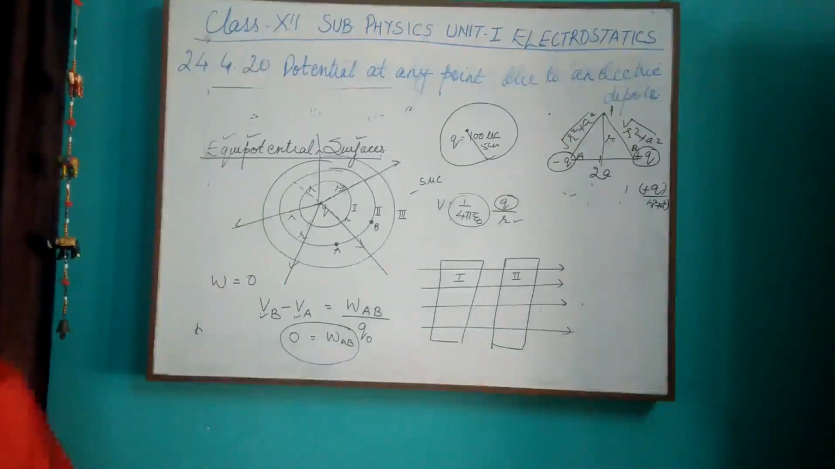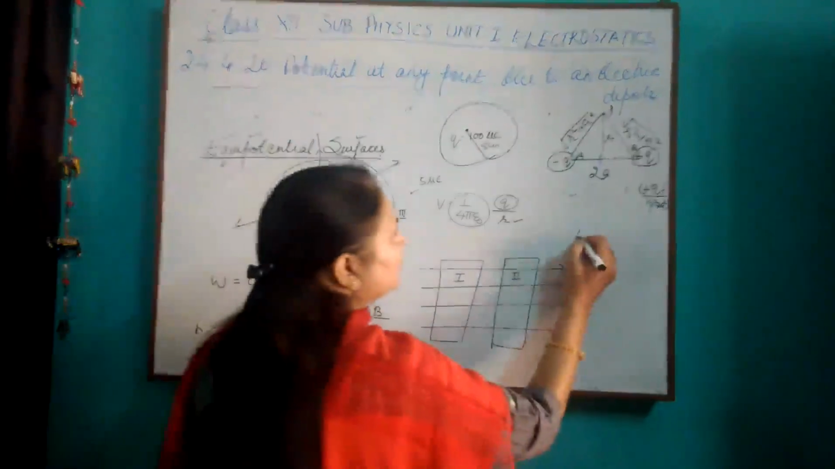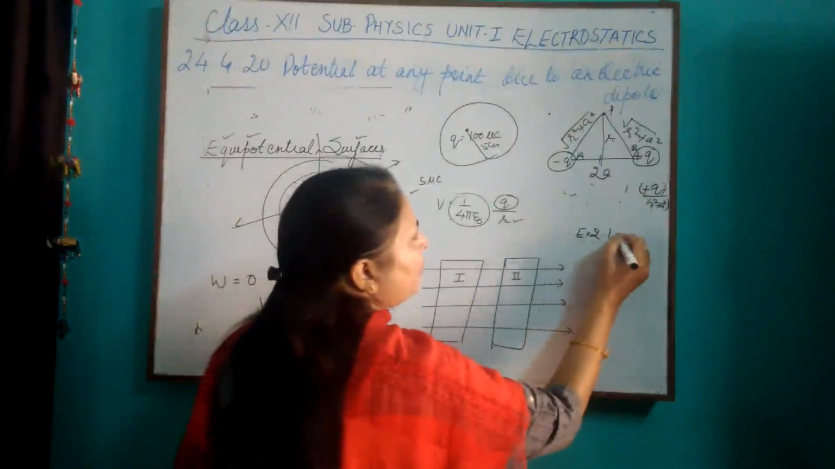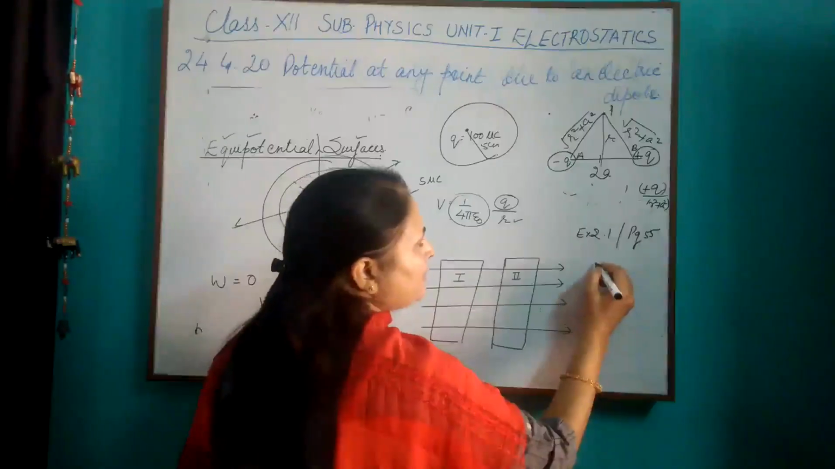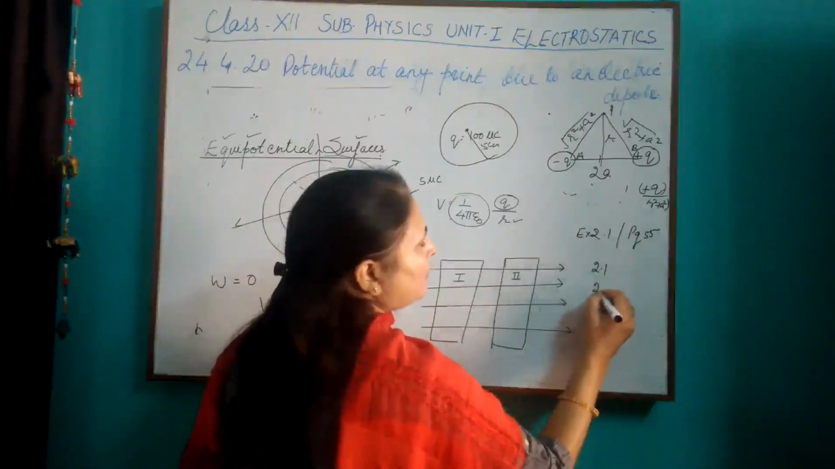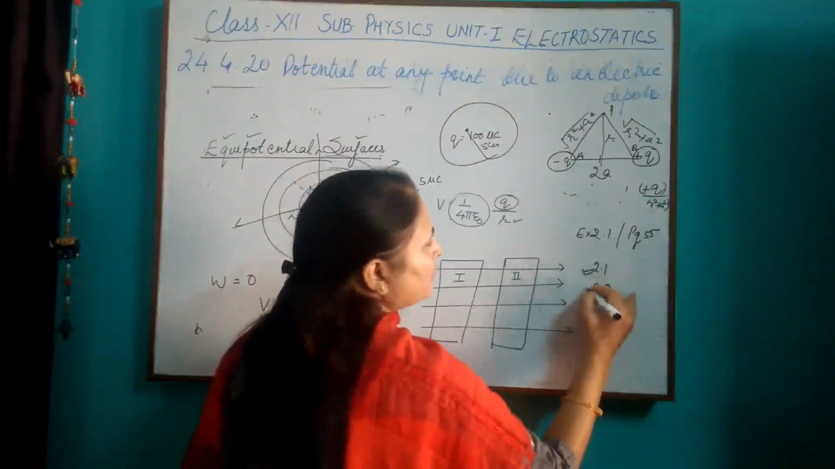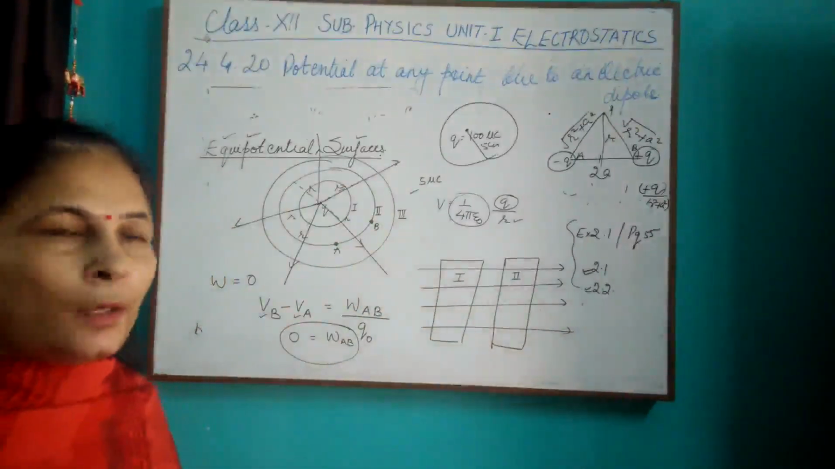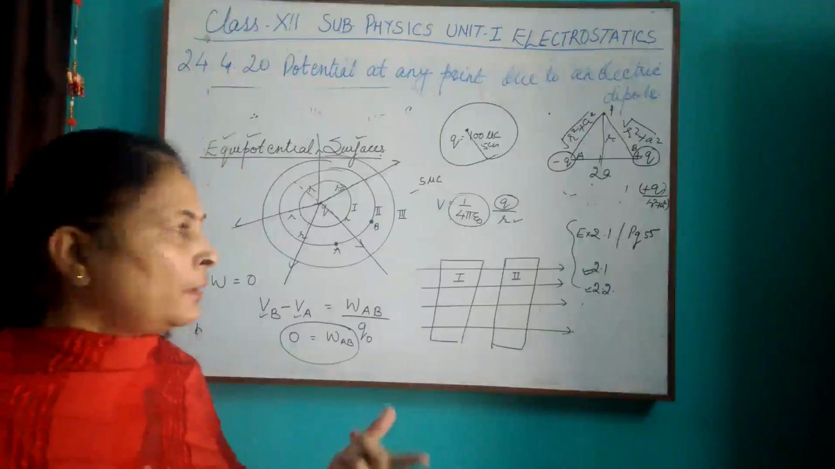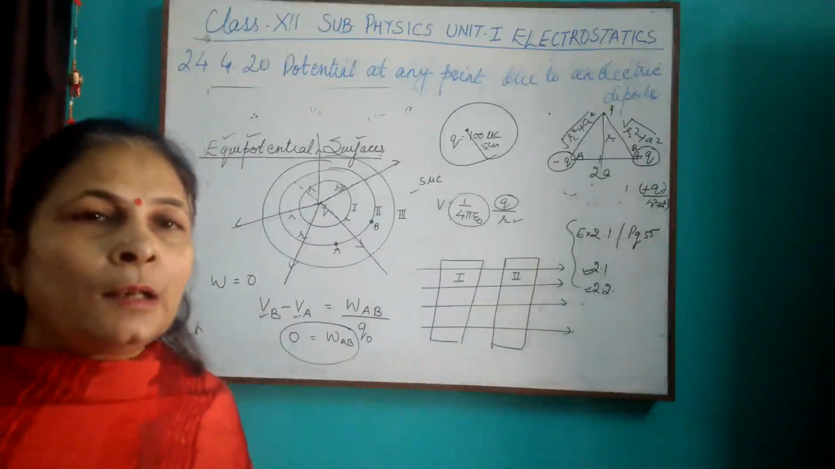So this much you'll do, and you'll do solved example from your NCERT book. That is example 2.1 on page 55, and exercise also you can do 2.1 and 2.2. This much work you can do today. Tomorrow we'll talk about potential energy.